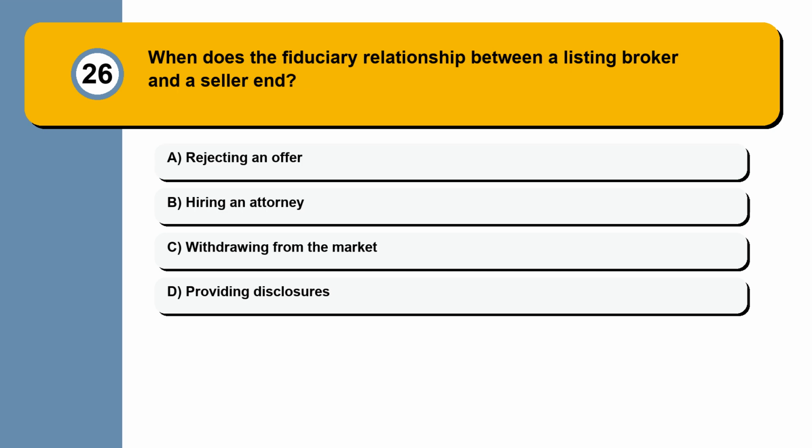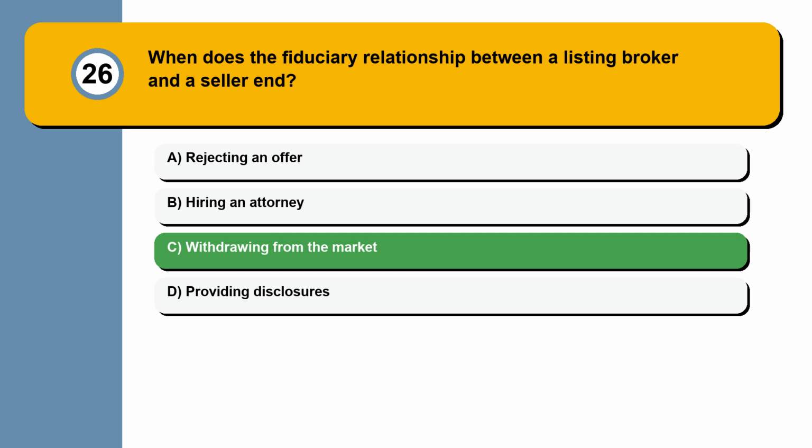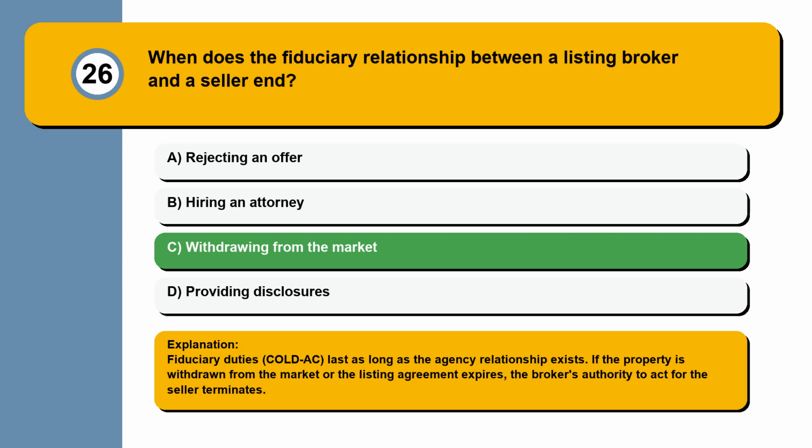Question 26. When does the fiduciary relationship between a listing broker and a seller end? Rejecting an offer, hiring an attorney, withdrawing from the market, providing disclosures. Fiduciary duties last as long as the agency relationship exists. If the property is withdrawn from the market or the listing agreement expires, the broker's authority to act for the seller terminates.